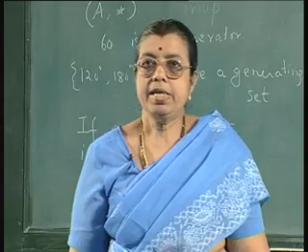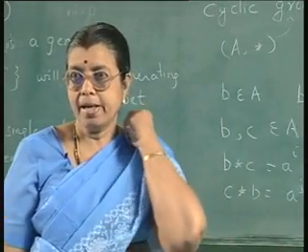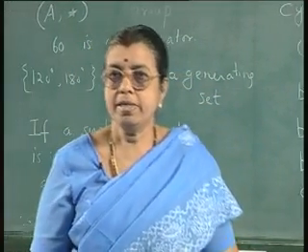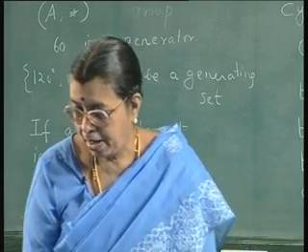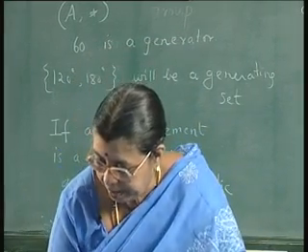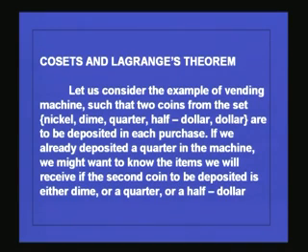So, next we shall see what is meant by a coset and what is Lagrange's theorem. So, let us consider what is meant by a coset. Let us consider the example of a vending machine such that 2 coins from the set nickel, dime, quarter, half dollar, dollar are to be deposited in each purchase. If you already deposited a quarter in the machine, we might want to know what are the items we can receive if the second coin to be deposited is either a dime or a quarter or a half dollar.